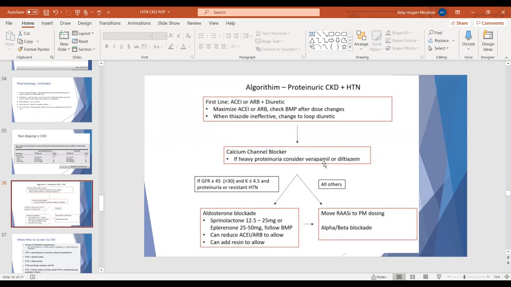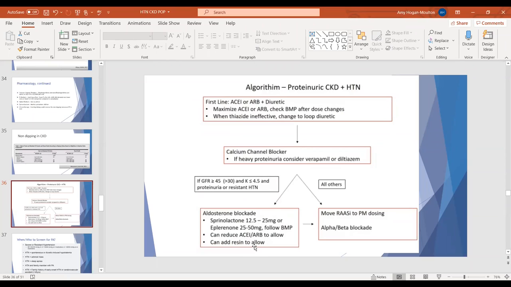The thing I ran into trouble with over the years was the verapamil and the diltiazem. The problem is they affect your heart rate. So it's nice that theoretically they might reduce protein, but it limits your ability when the person gets an MI and everybody wants them on a beta blocker. You then have to switch off anyway. With a GFR over 45 and a potassium less than 4.5, you might want to consider a spironolactone, or eplerenone if you can afford it.